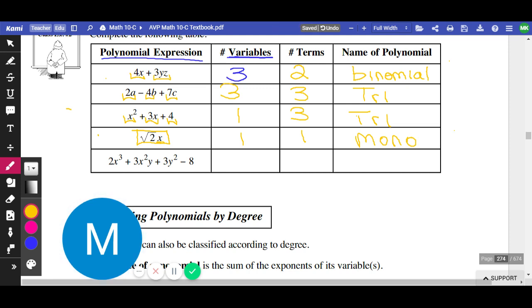Last guy, we look at that thing, number of variables. There's an x, there's a y, that's it. So there's two. Number of terms, we have one term plus another term plus another term minus another term. That's 4. We don't have any cool names for anything above 3. We just call it polynomial. All right, so if it's not one of the 3 things we know, it's just a polynomial.